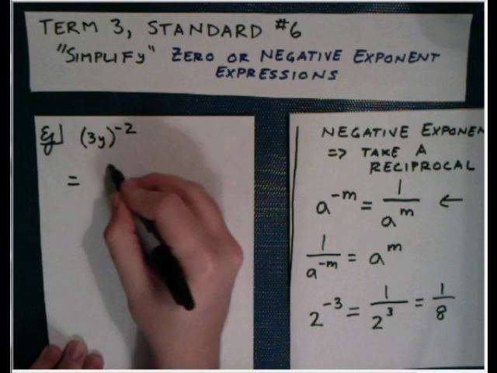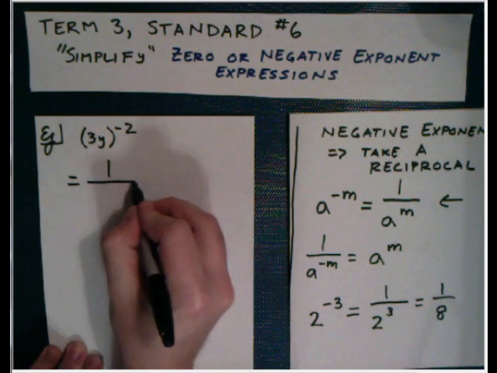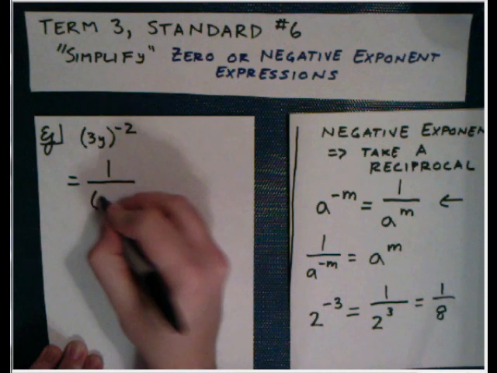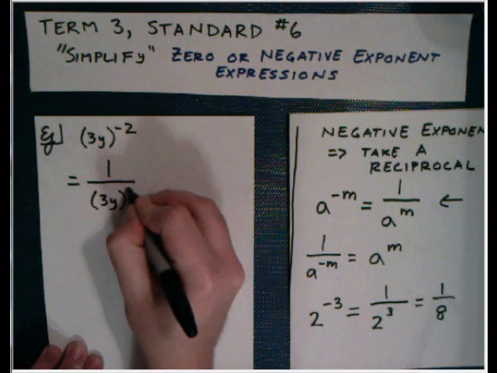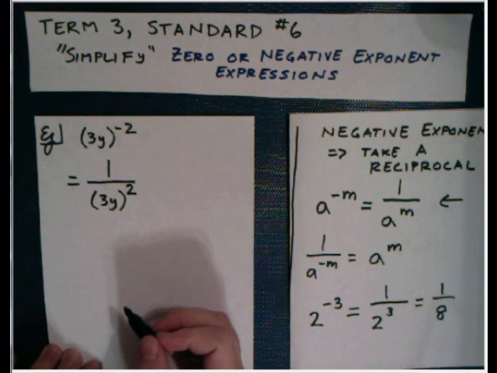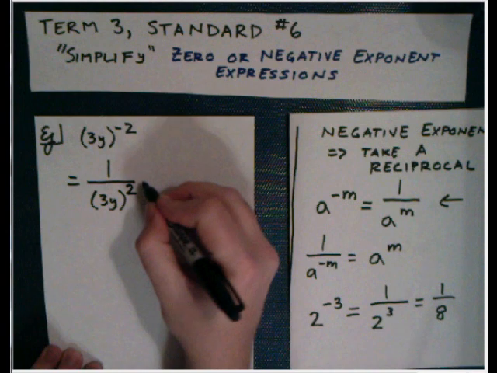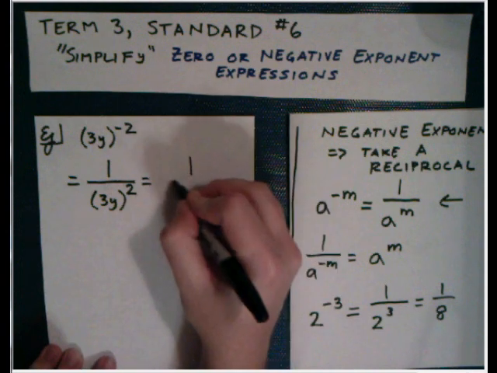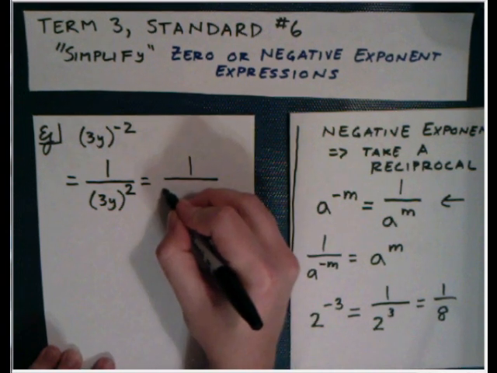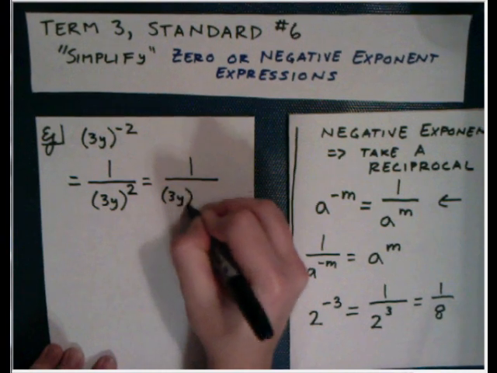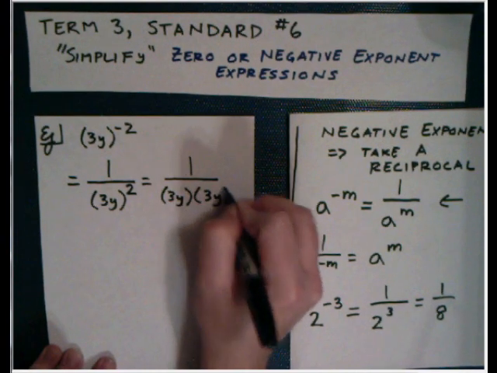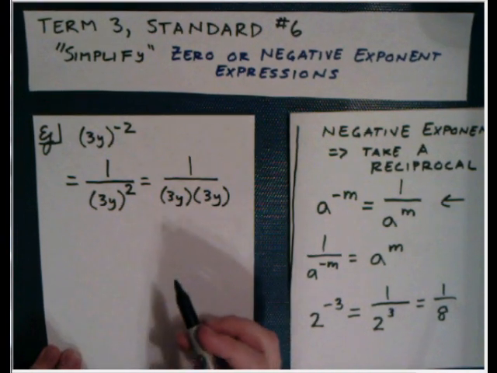So when I rewrite this, I've got to bring the entire thing with it. So this will be 3y. I'm going to keep my parentheses down there. I want to make sure I don't forget them. All squared. So 1 over 3y squared. So this gets rid of the negative exponent. Now in order to simplify this, realize that 3y squared just means 3y times 3y. Nothing fancy there. That's just the definition of something squared.